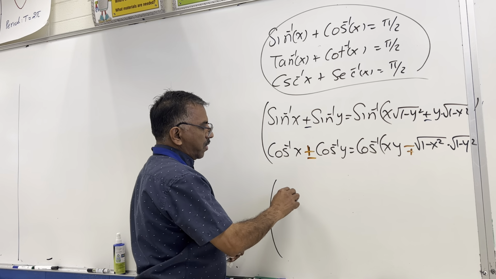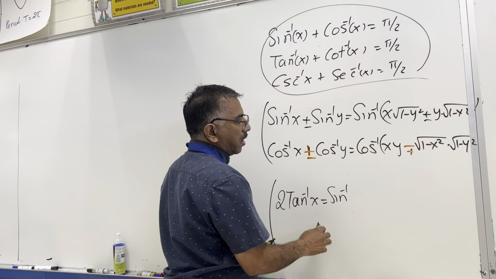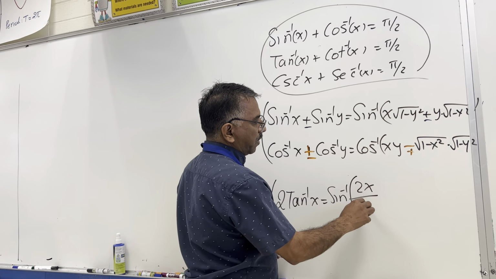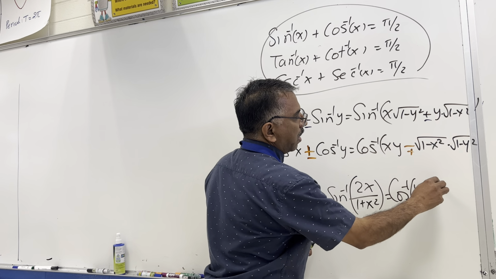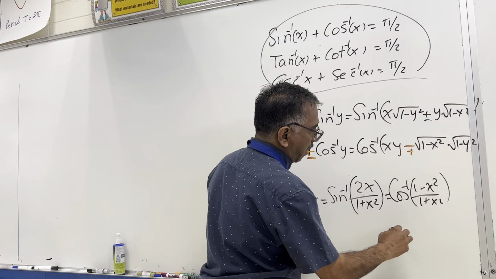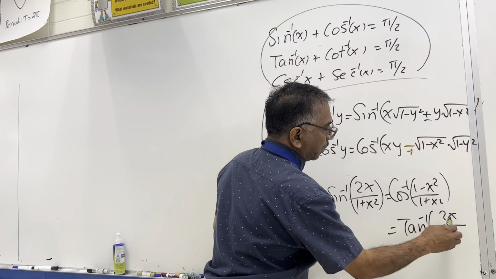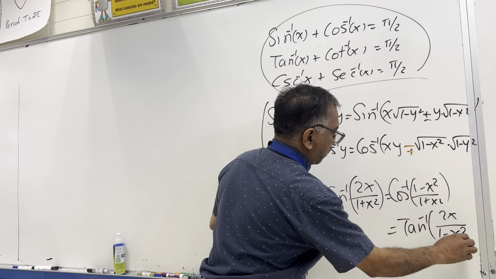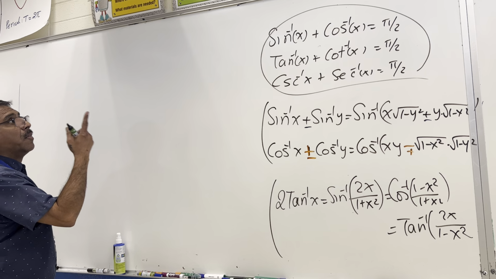If I have 2 tan inverse of x, this is the same as sine inverse of 2x over 1 plus x square, equal to cosine inverse of 1 minus x square over 1 plus x square, and is also equal to tan inverse of 2x over 1 minus x square. Okay, we'll see why this is. So I'll begin with the first one.